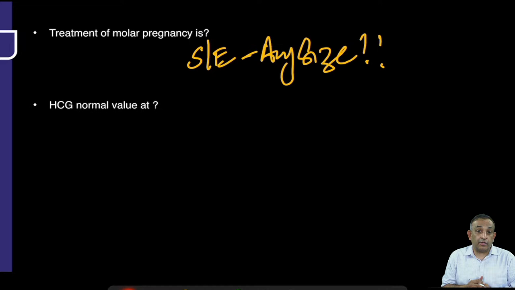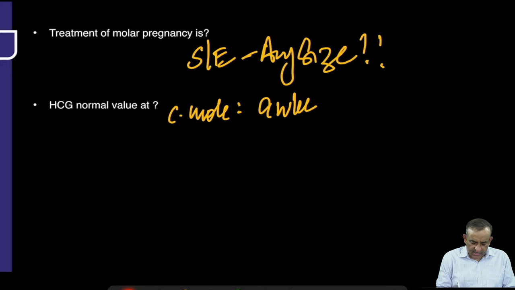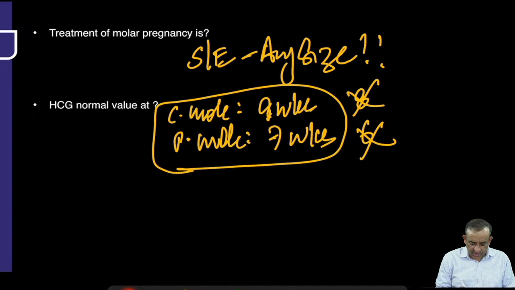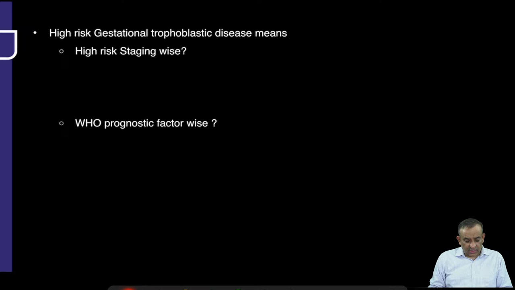HCG normal value, we're talking molar pregnancy, so it's in relation to that. In complete mole, it takes around 9 weeks. In partial mole, it takes 7 weeks. And those who are answering 8 weeks and 6 weeks are answering wrong. So 9 weeks in a complete mole and in partial mole, it is 7 weeks when the values come back to normal. All right.